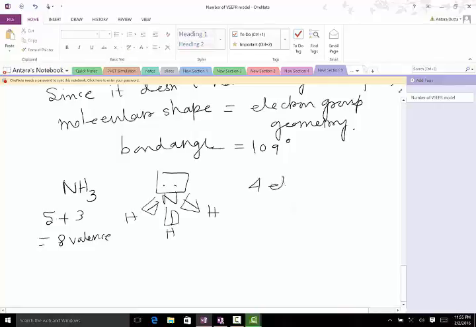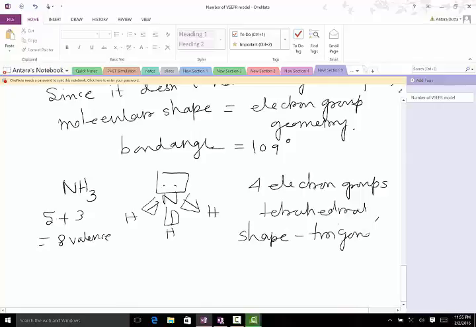So 4 electron groups means the electronic geometry is tetrahedral. And since it has one lone pair, that means the shape will be different. That means the shape is called trigonal pyramidal. And the bond angle is still okay to write as 109 degrees because it is originating from the tetrahedral geometry.